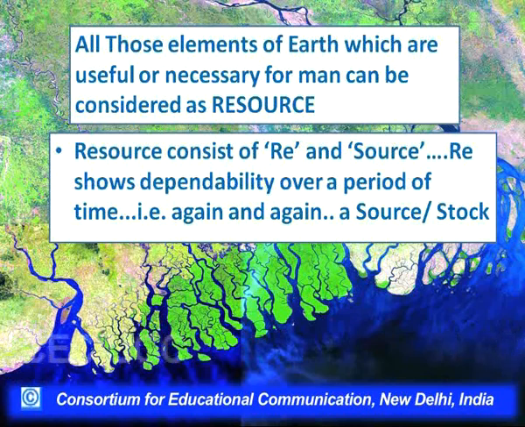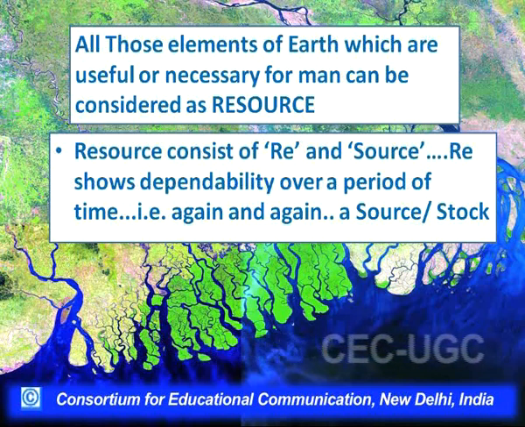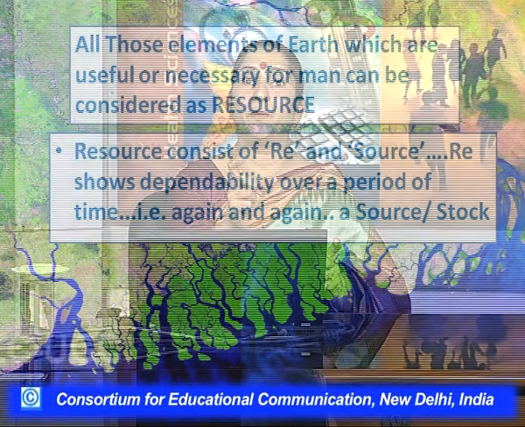So, we can say that all those elements of earth which are useful or necessary for man can be considered as resource. If there is no utility, no usefulness, we cannot call that particular matter a resource. If we see the concept of resource, it consists of two words, re and source, which shows dependability of a stock over a period of time. That means we are using that particular stock or component or element of the environment continuously, again and again and again. So, it is a dependability over a period of time.